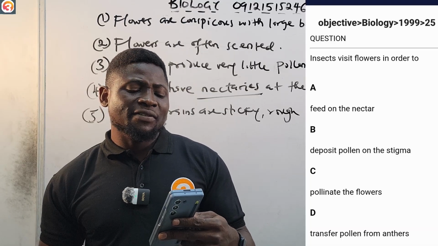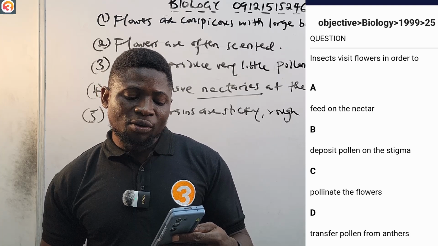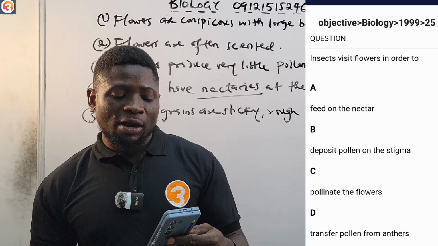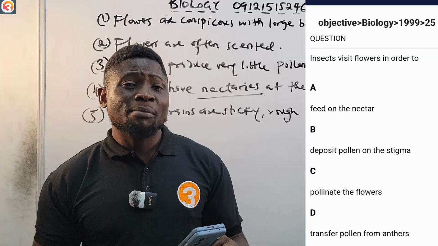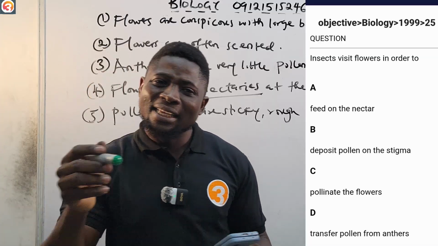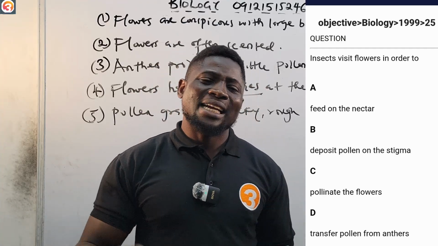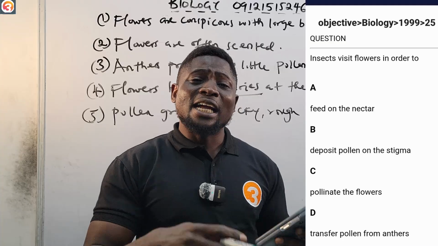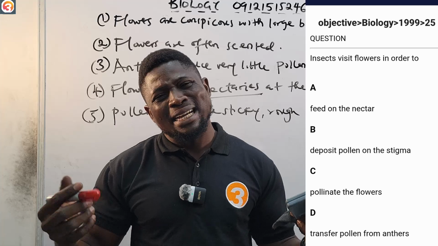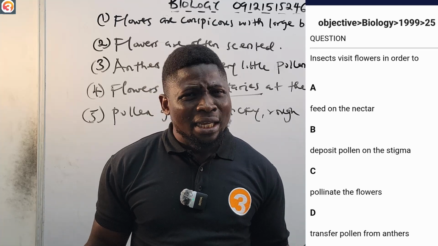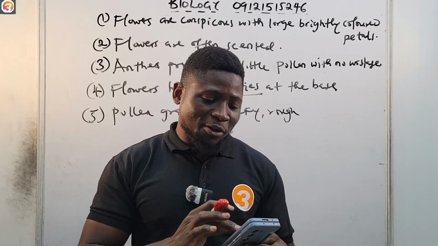1999, number 25 says insects visit flowers in order to A say feed on the nectar, B say deposit pollen on the stigma, C say pollinate the flowers, D say transfer pollen from anthers. If you look at the options, almost all of them are inside. But why did they really go there? The nectar, they want to go and eat. The nectar present at the base of the flower is what they are going for. But at the end, they also help, unknowingly, they assist in pollination. So the major reason why they go there is not to pollinate. I'm not supposed to tell you the answer. So tell me the answer in the comment section.